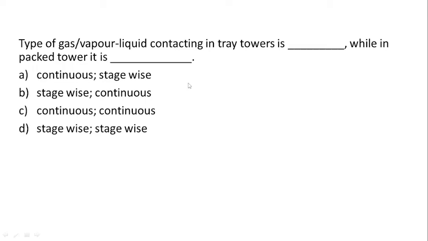Because each tray is considered as an equilibrium stage. So the tray tower is called stage-wise, and the packed tower is called continuous. So the answer will be B.